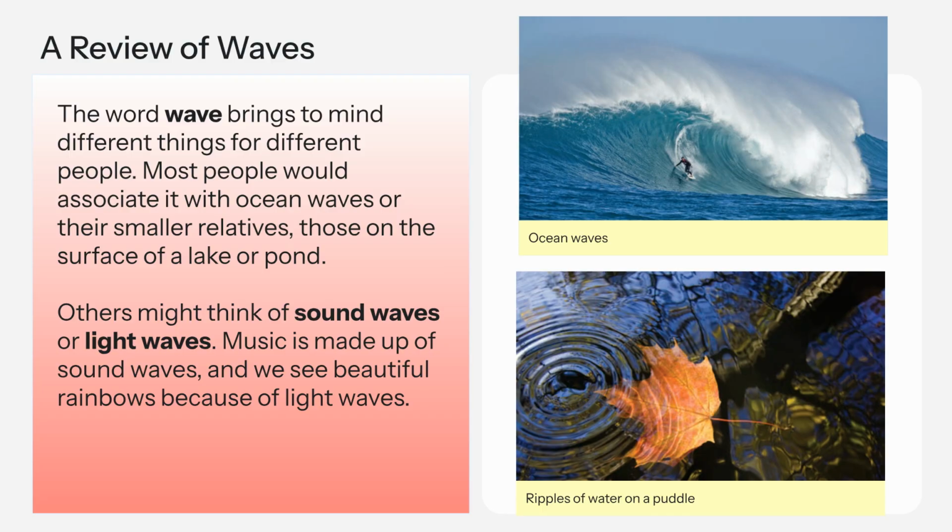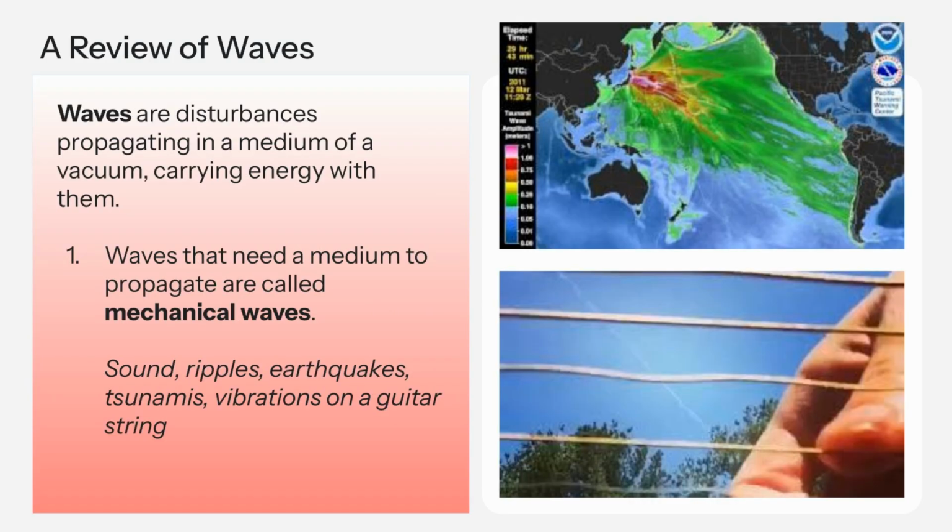Let us write down the formal physical definition of a wave and explore mechanical waves. Let us define waves more precisely. A wave is a disturbance propagating through a material or a vacuum, carrying energy along with it from one point to another. We classify waves into two major categories based on how they travel.